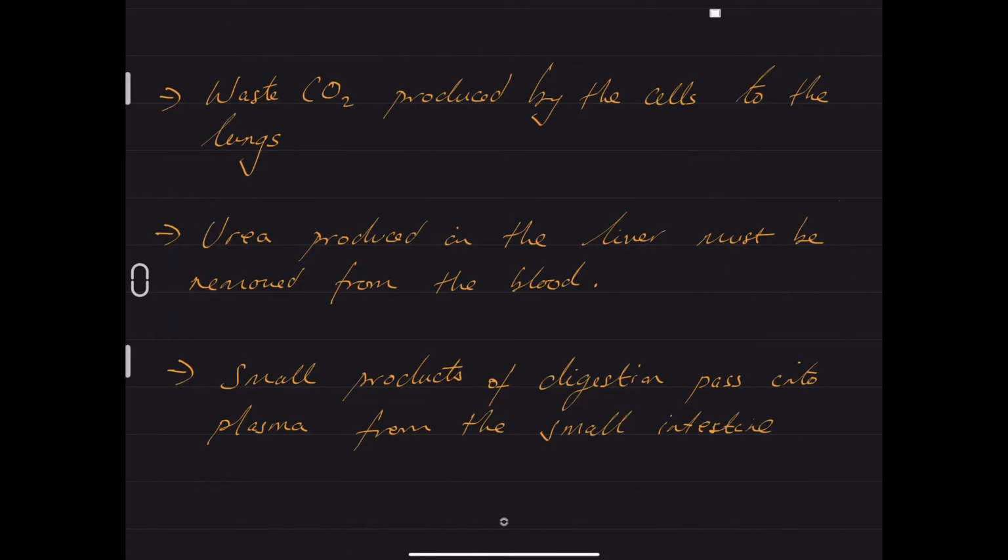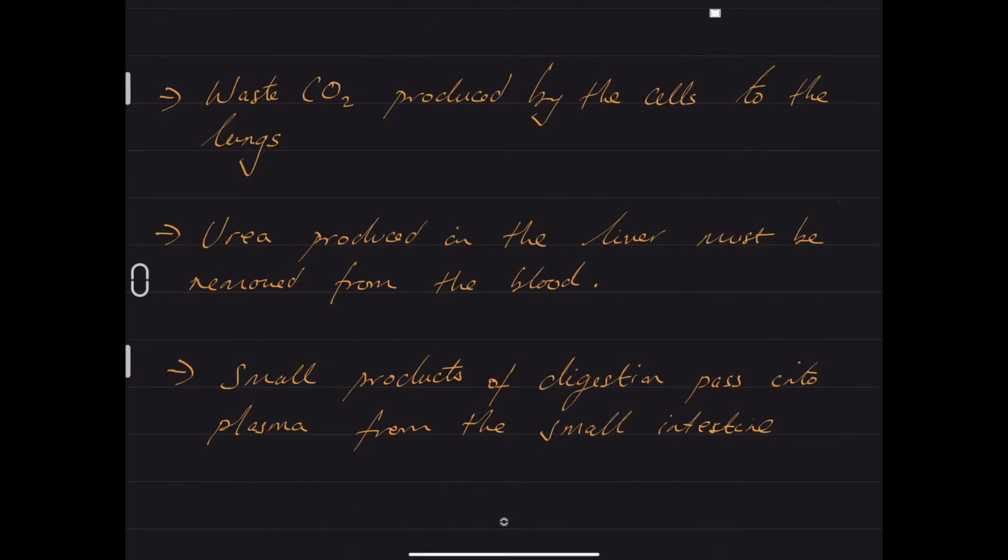Okay, so once we've absorbed the small products from the small intestine, they are transported to the cells which need those nutrients. So small products of digestion pass into the plasma from the small intestine, and then these small products are taken to the individual cells in the body that require these nutrients.